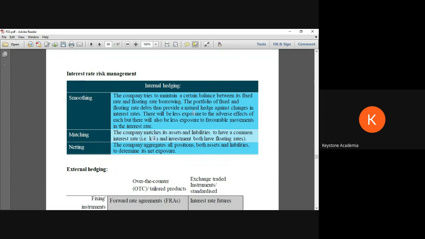Then matching: the company matches its assets and liabilities to have a common interest rate. Again, we can structure our loans and investments in such a way that we reduce the exposure.